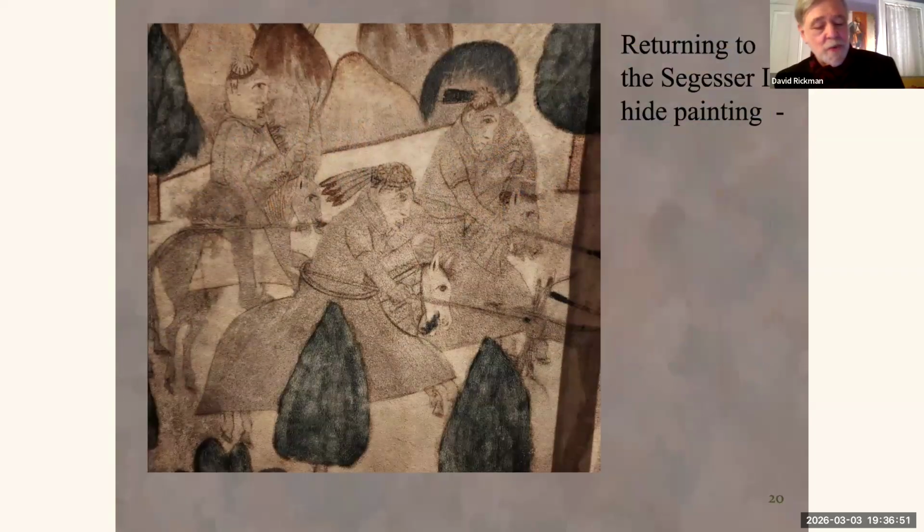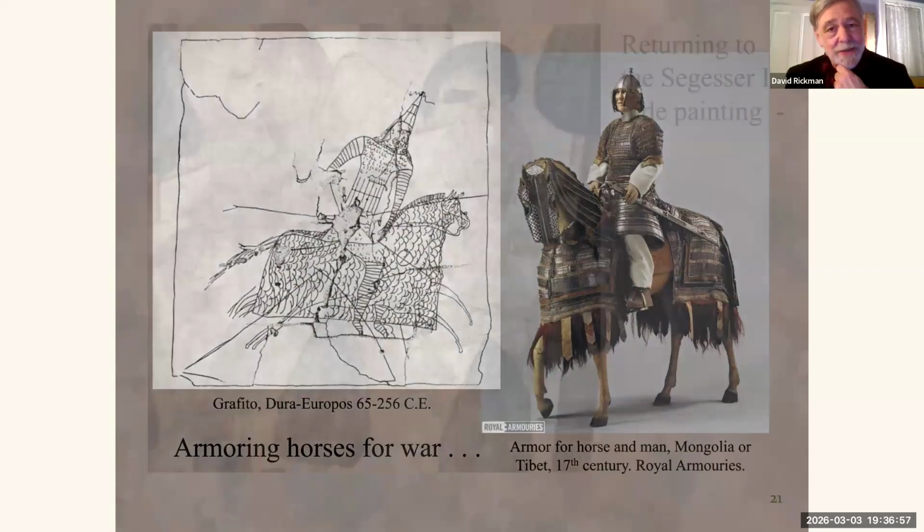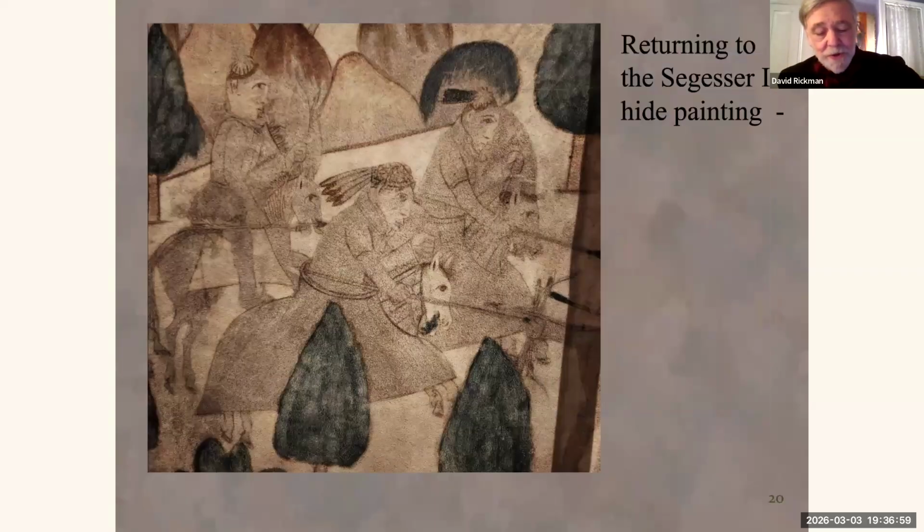But returning to the Segesser One hide painting, I wish to point out two unexpected features. First, the writer sat inside the armor rather than over it, using a kind of kayak hatch in which to get into it, or perhaps it was lowered over them. We don't have any idea of how it was put on. And second, the armor seemed to envelop the horses entirely without openings.